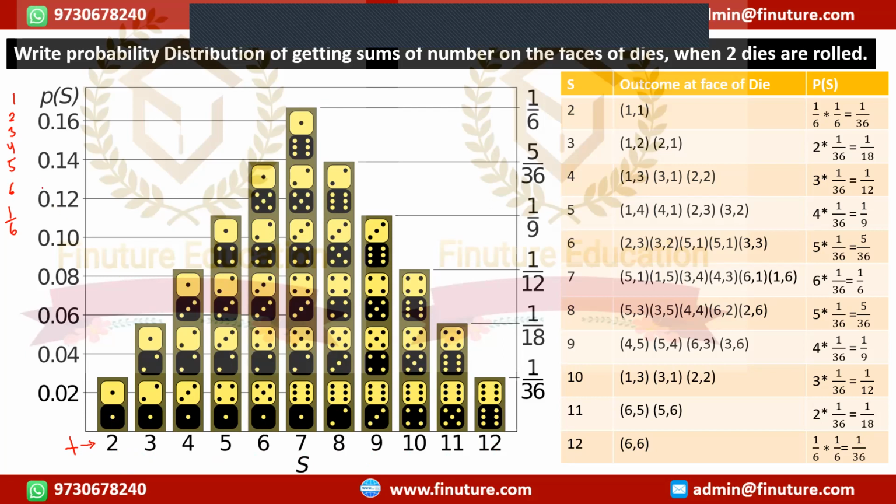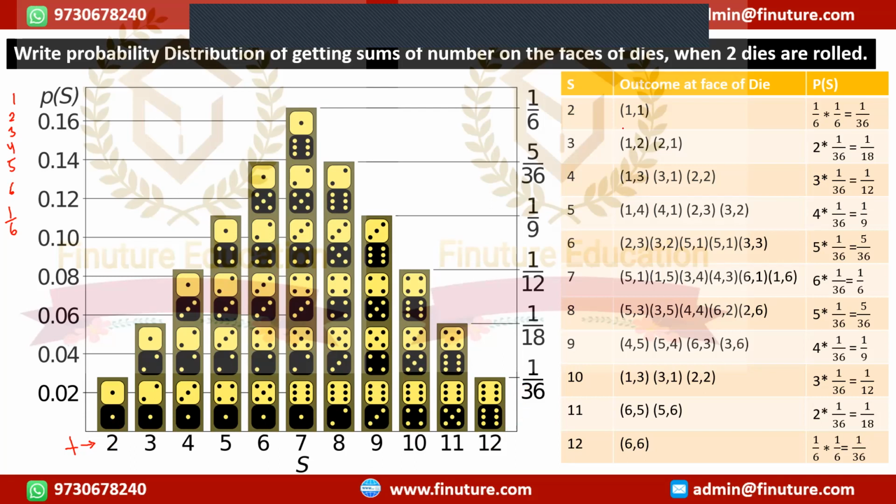And on the x-axis, this is the sample space wherein we have listed down all the possible outcomes. And on the y-axis, we have the corresponding probability, that is, what is the probability that you will get 2 as the sum of outcomes, or 12 as the sum of outcomes. It's 1 by 36. How?